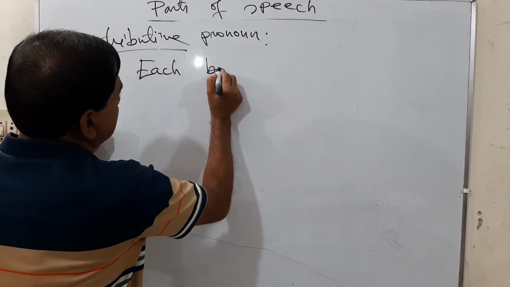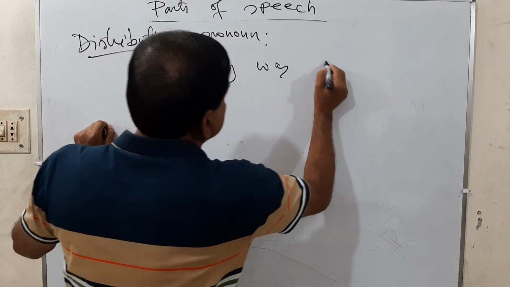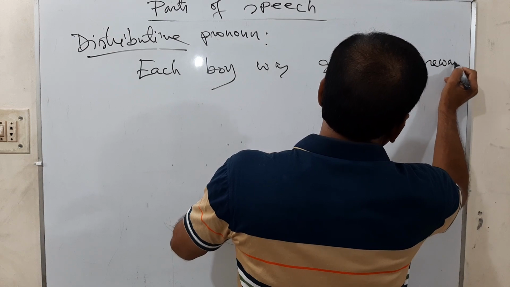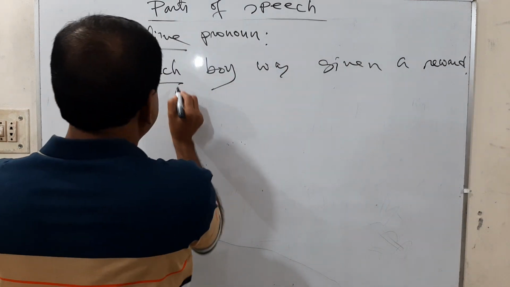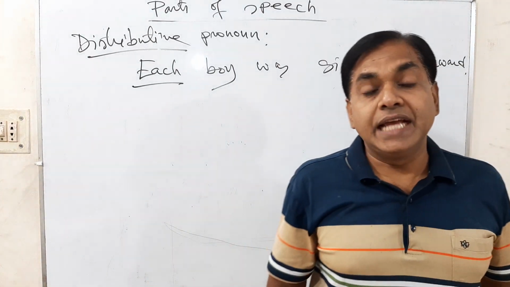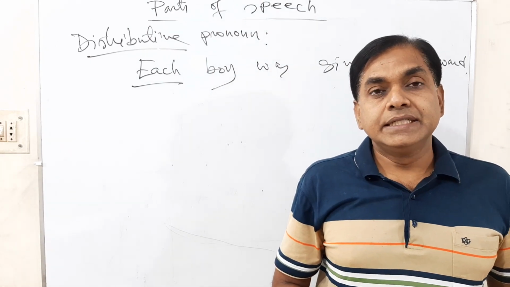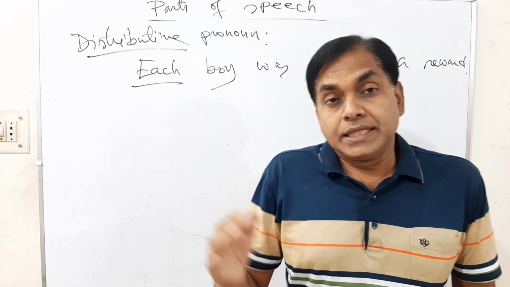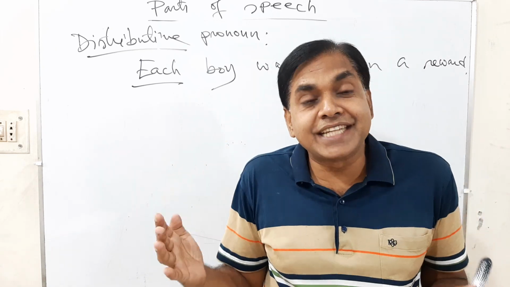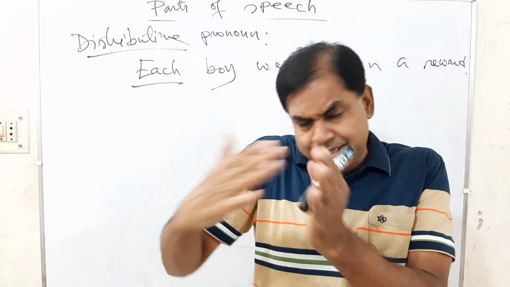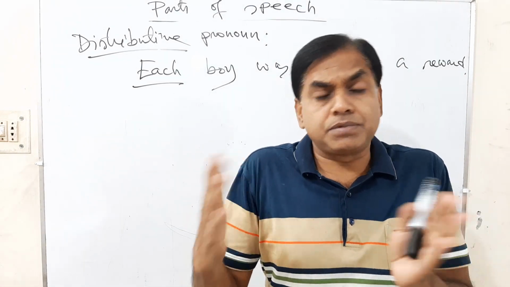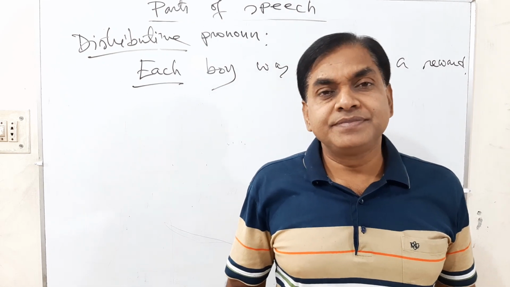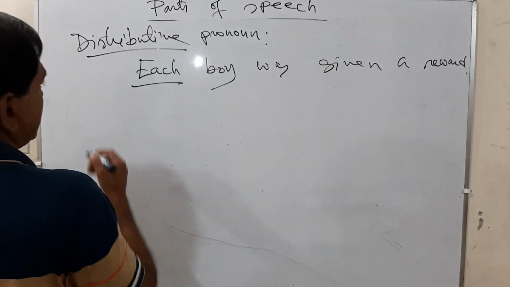This boy was given a reward. Each, every, any, many, all of them are called distributive pronoun because they indicate the division. They are used to separate a thing, a person from the other. So they are called distributive pronoun. And the next one is reflexive pronoun.